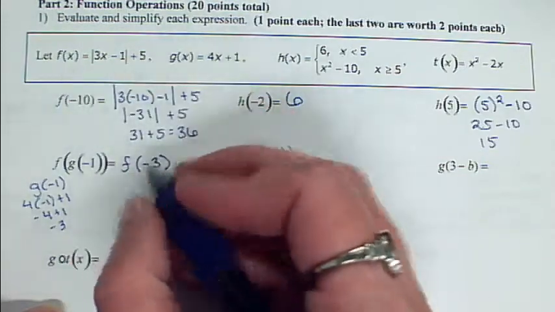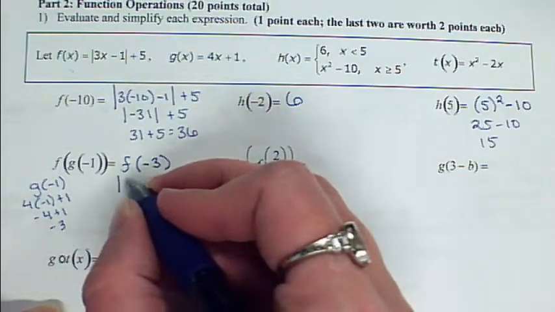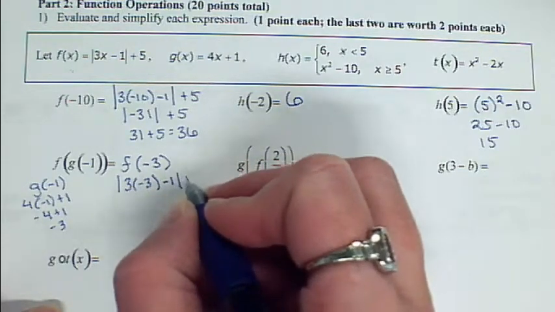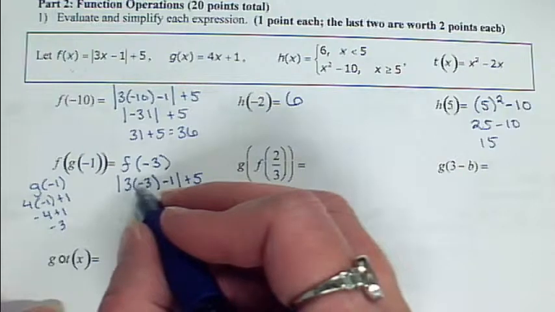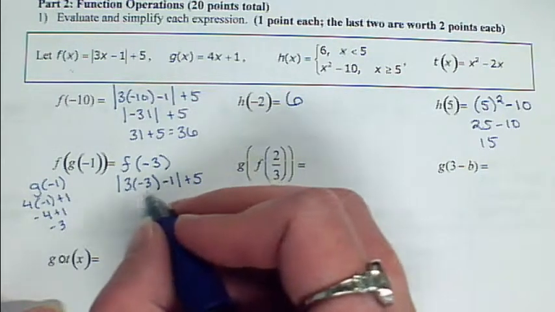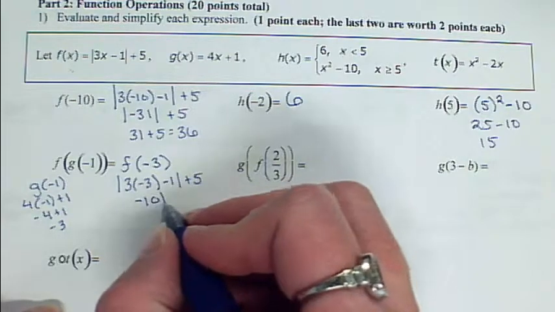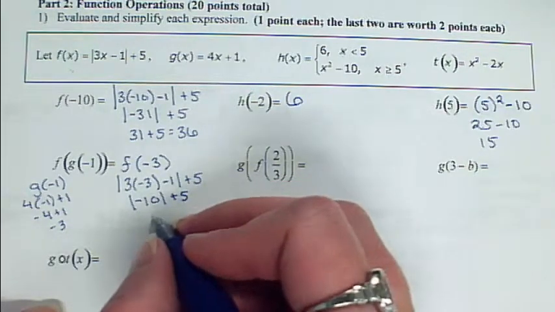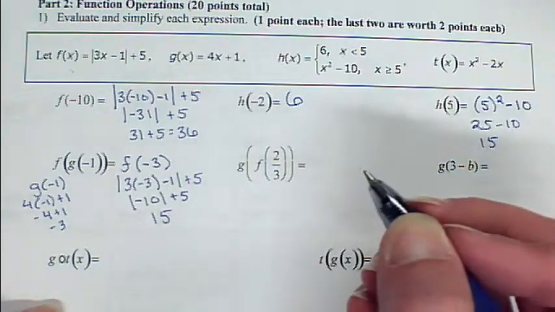Here's the function f. It says to take 3 times my input minus 1 and then add 5 at the end. So 3 times -3 is -9. Minus 1 is -10. Absolute value of -10 is +10. So end up with 15.